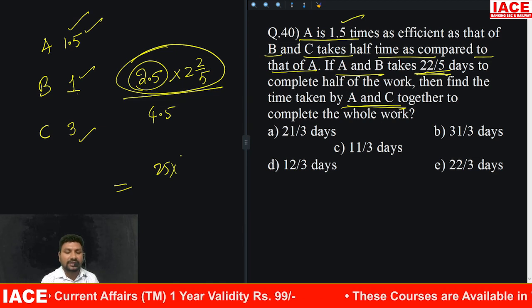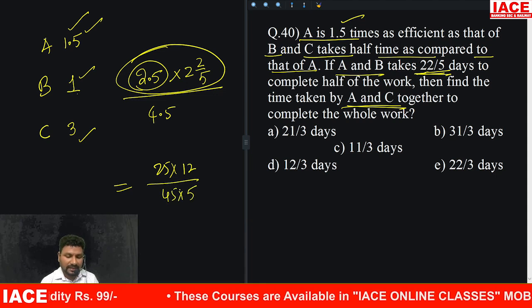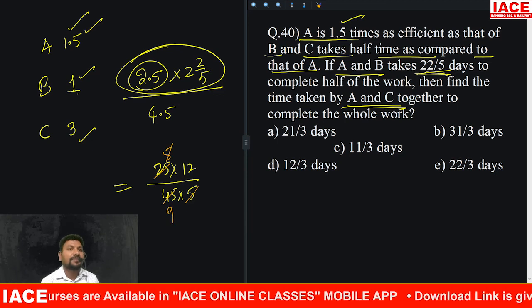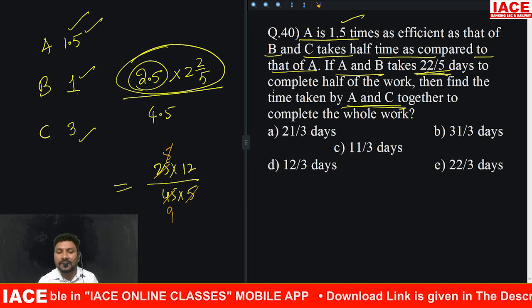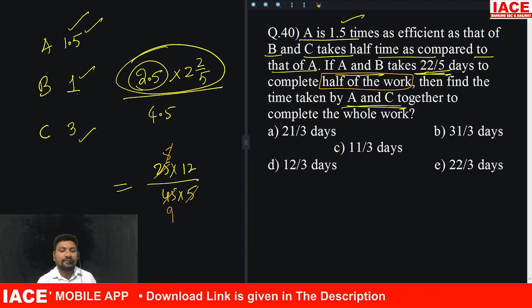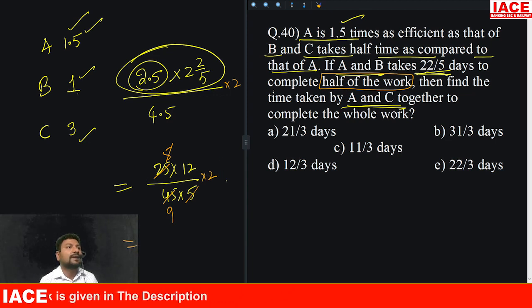Convert into normal fraction. It is 12 by 5 and 45 into 5. Cancel the values here. So 5 5s are and 5 9s are. And you can observe the one point. They are completing not full work. They are completing how much work? Half work. Half work, that is, you can multiply with 2 here. For full work purpose, you should multiply with 2.